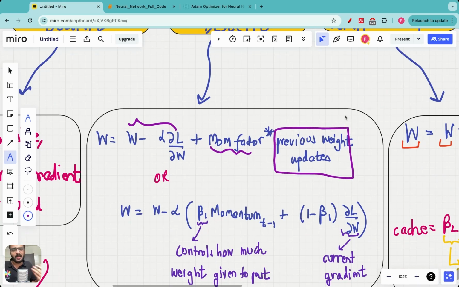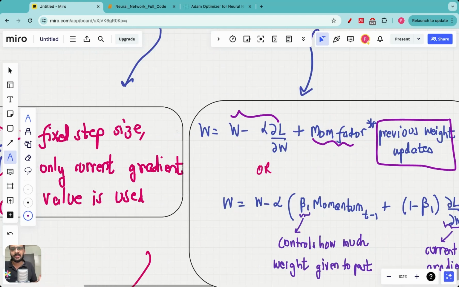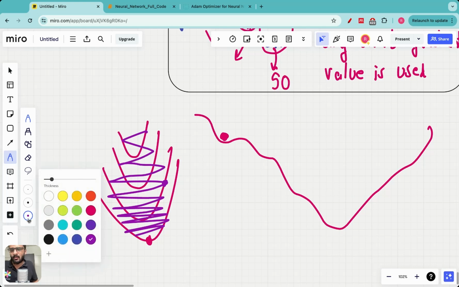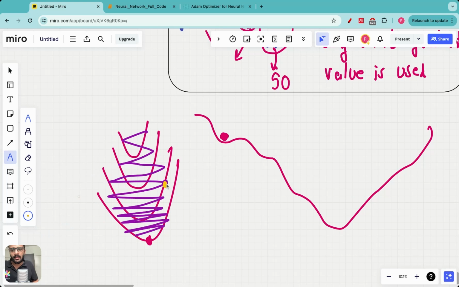So here you can see that we are giving a lot of importance to the previous weights. What this will do is that it will cancel out the oscillations. So for example, if you look at this case here and we want to decide where to move at this point, let's say we want to decide where to move at this point over here.